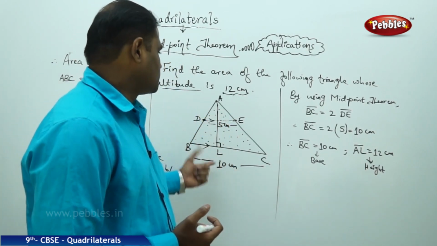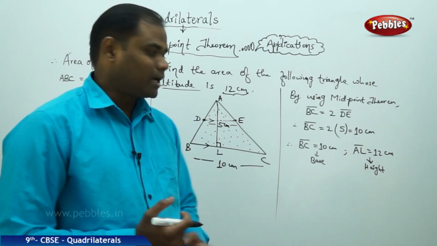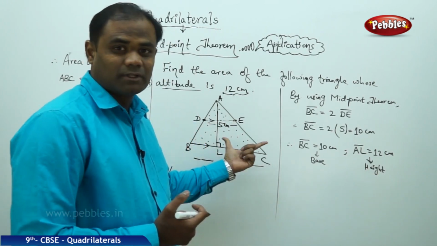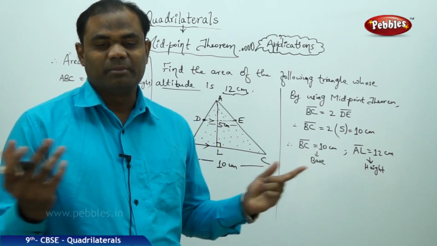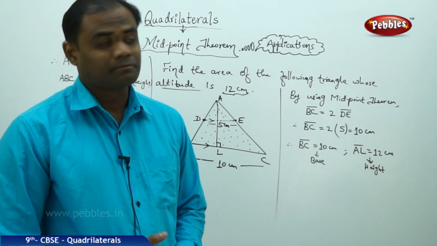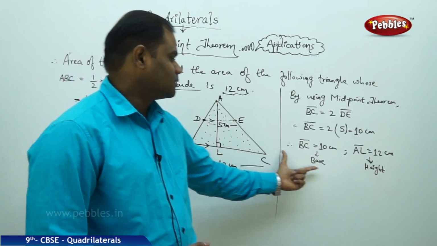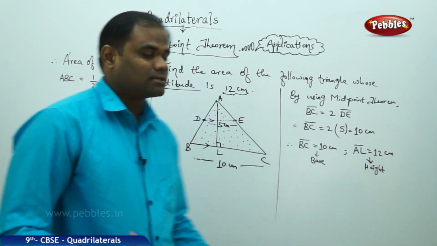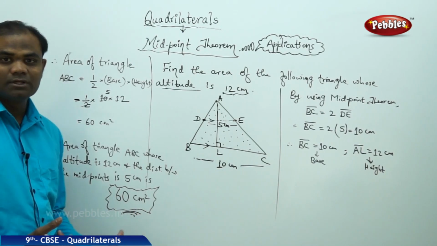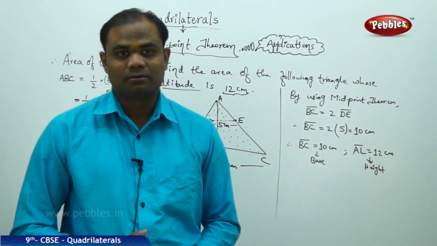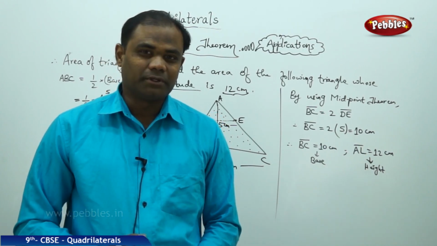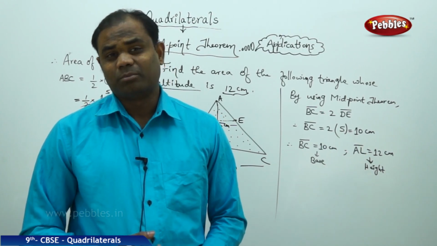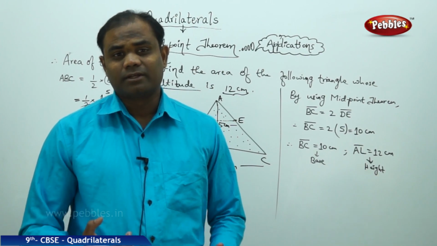Given the altitude and the distance between midpoints, I can find the length of the third side using the midpoint theorem and its extension. So the midpoint theorem helps us in finding base and height, and hence the area, which is 60 centimeter square. Area of triangle found using midpoint theorem. Applications of midpoint theorem in finding areas of triangles.